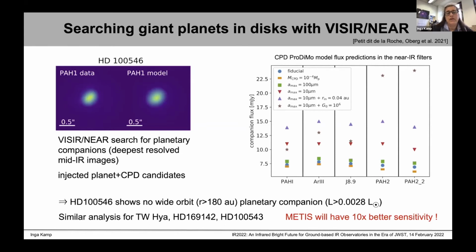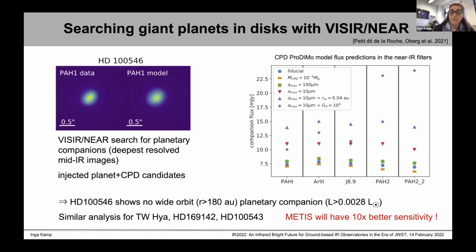And so in order to put mass limits on what we actually can rule out as a planetary mass companion, we have run these models again for planets plus a circumplanetary disk around them in these different filters that VISIR has observed, in order to show that, for example, in this particular case for HD 100546, there is no wide orbit planetary companion. And a similar analysis has also been presented in the paper by Hr for TW Hydra, HD 169142 and HD 100453. However, this is VISIR, but we will get METIS eventually.